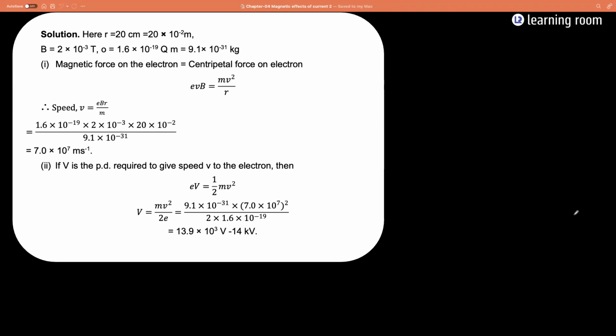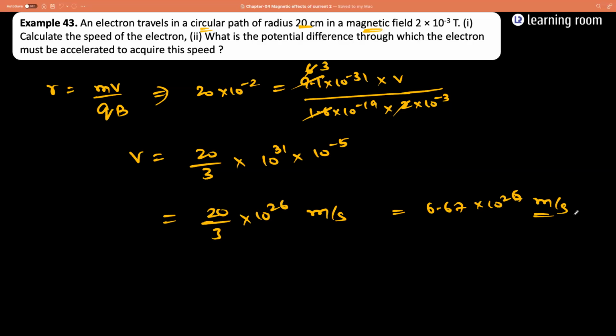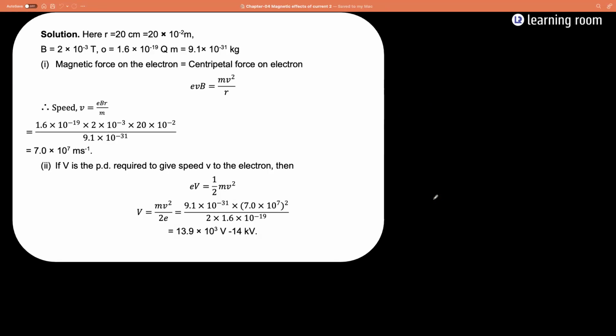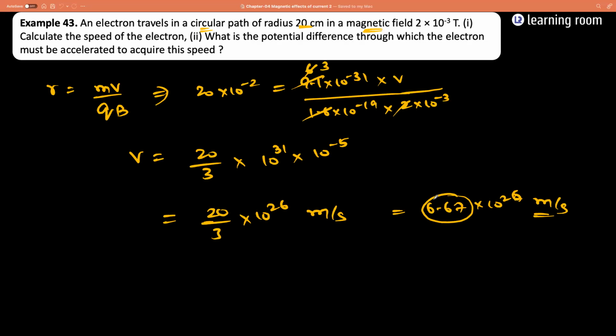Why is it so? Did I miss anything? R is this much value, 20 into 10 power minus 2. 6.67 is what they approximately wrote as 7. So is it 7 into 10 power 20, or 7 into 10 power 7? Oh, I forgot this 10 power minus 19, guys, sorry. Here it is 10 power minus 19, so it will be 10 power 7.